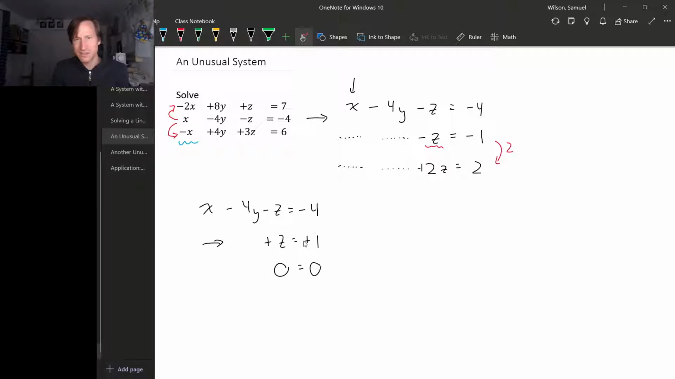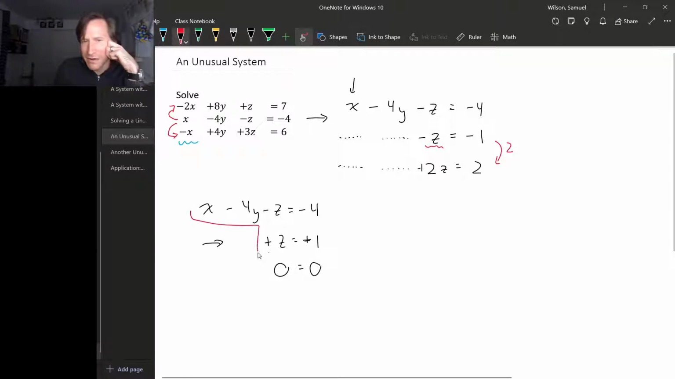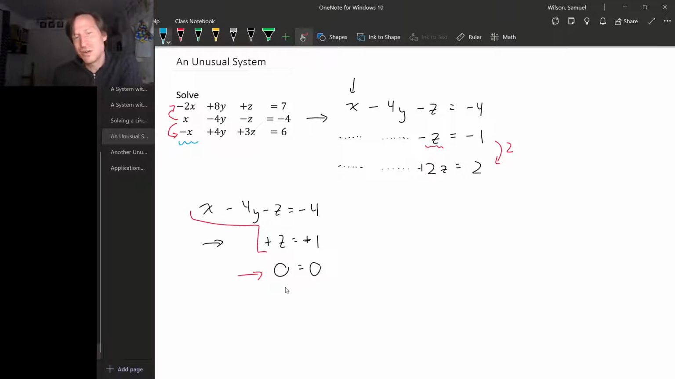just to make these minuses pluses. All right, so at this point, we have this stair-step pattern, but something sort of strange has happened. First of all, there's no step in this stair-step for y's, and also there's this equation that says 0 equals 0. Now the thing about the equation 0 equals 0 is it doesn't tell you very much. We're looking for values of x, y, and z to satisfy these equations, but it's very, very easy to satisfy the equation 0 equals 0.